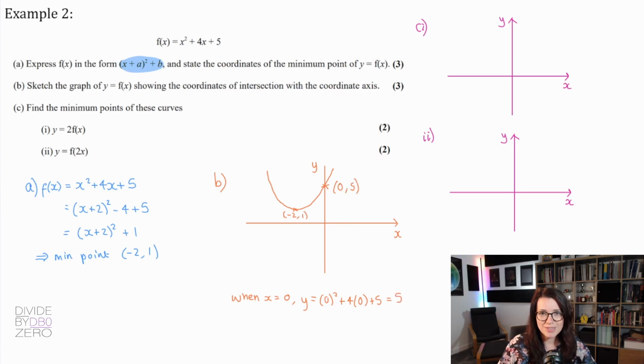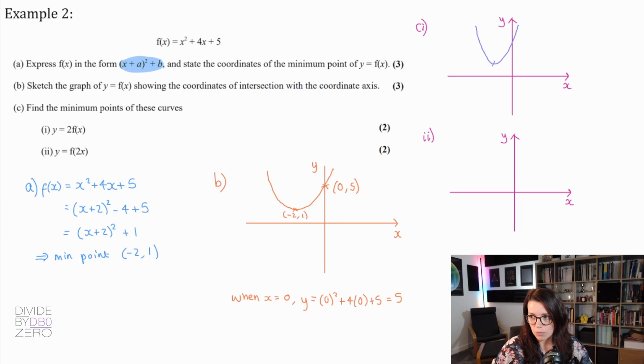Part C introduces the transformations. So the first one is y equals 2 f of x. So that's a number on the outside of the bracket, so a vertical change. And in this case, a positive 2 means it's going to stretch by a scale factor of 2 in the y direction. It doesn't say that we need to sketch it, but I always prefer to sketch graphs when I can.